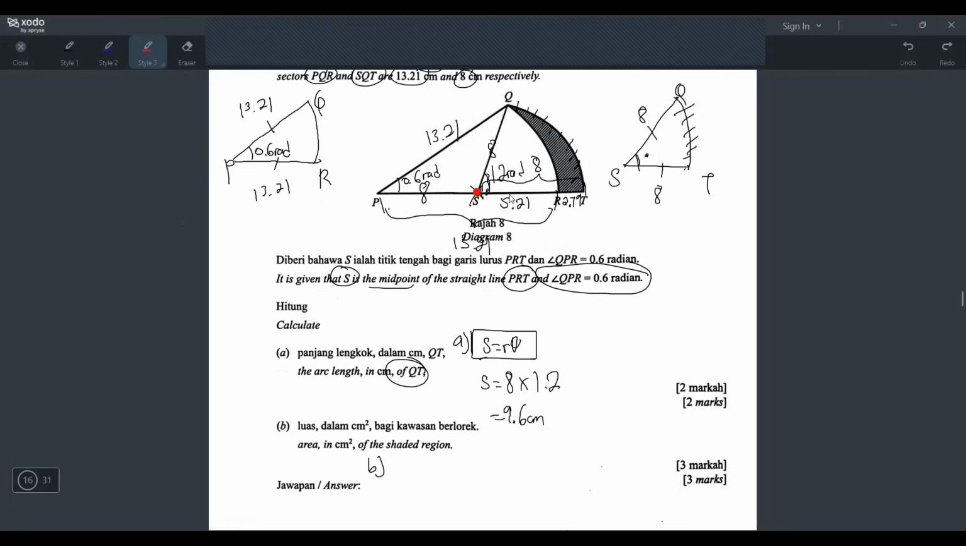Of course, okay. I repeat one more time. You cannot take area of this sector minus area of this sector. I already explained why. It's because this is not a sector. That's why cannot.